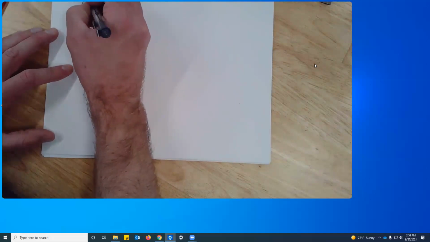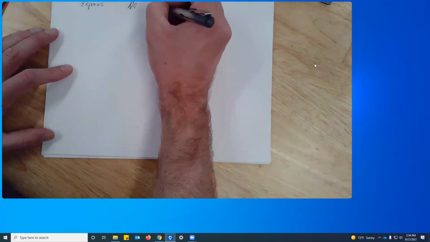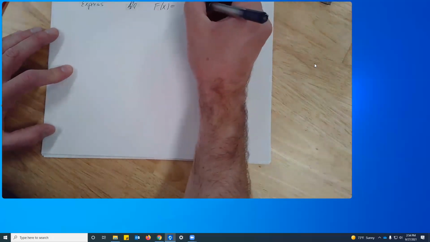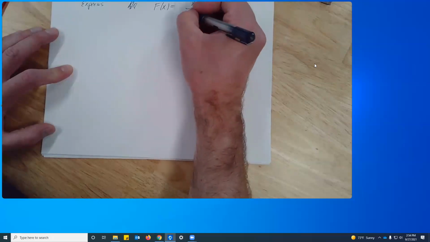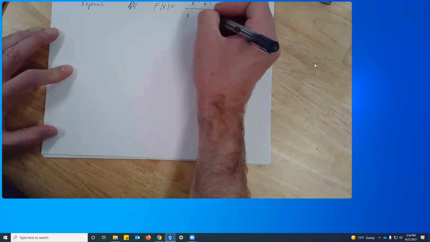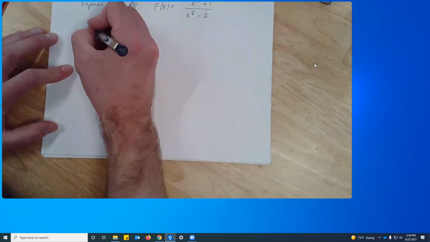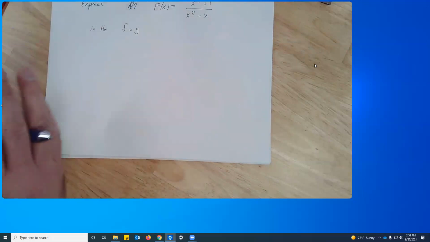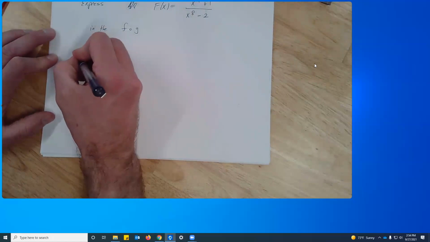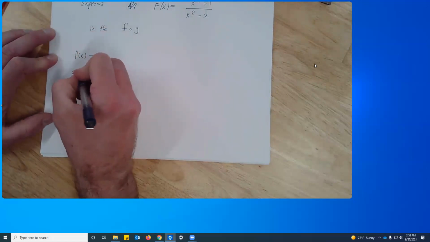So we're going to express the function, we use a capital F here, F of x equal to x to the 4th plus 1 over x to the 8th minus 2, in the form f of g. And they're asking us, what do we pay for f of x? What do we pay for g of x?